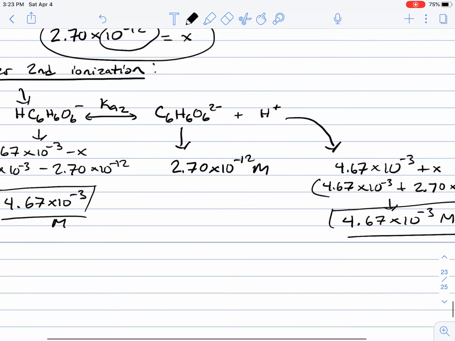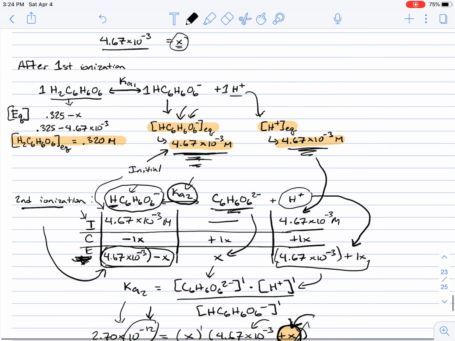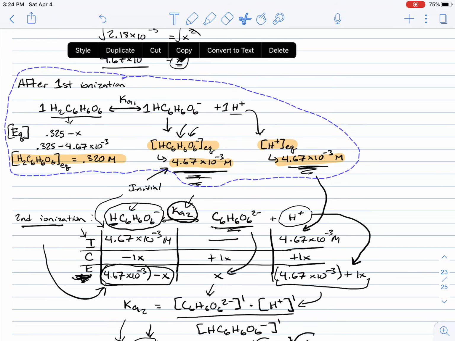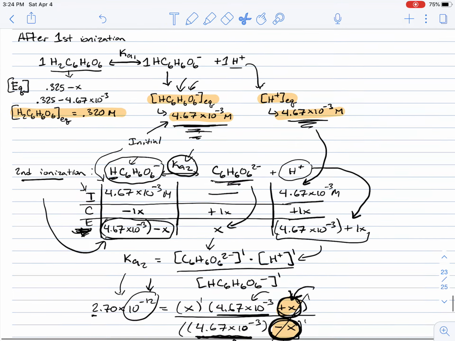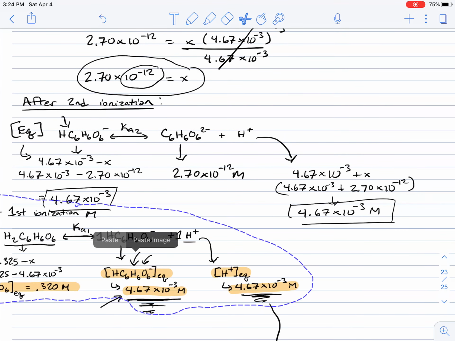All right. Yay, we did it. So we figured out the equilibrium concentrations after we performed the second ionization. What I want to do is compare and contrast the values of the first and the second ionization, just to see if there is some type of pattern.